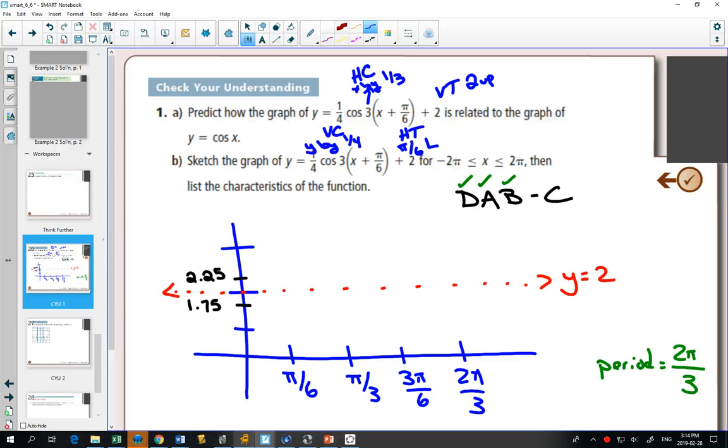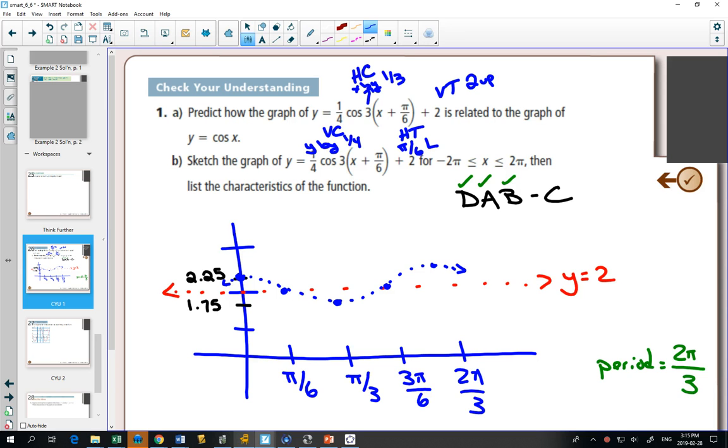Next, you go and graph it temporarily with a dotted line. Well, where does a cos graph start? A cos graph always starts at a maximum. Then it goes to the center line, then to the minimum, then to the center line, then back to the maximum. So here is your graph without the phase shift.